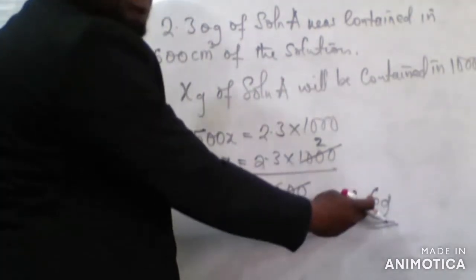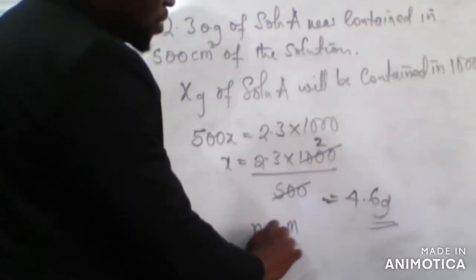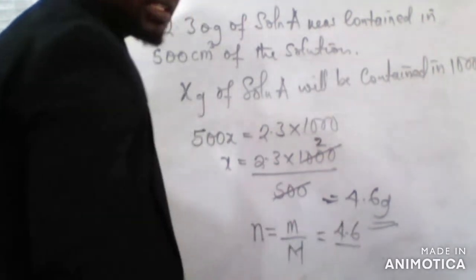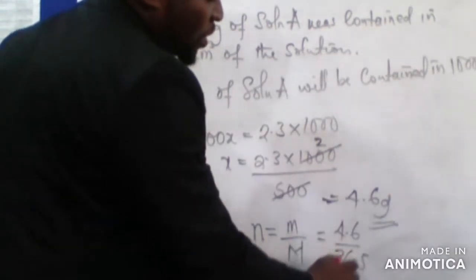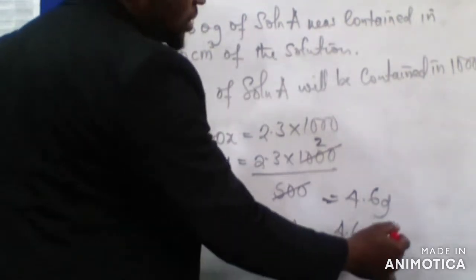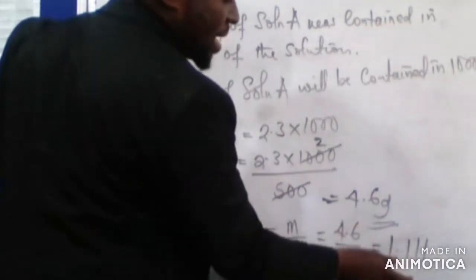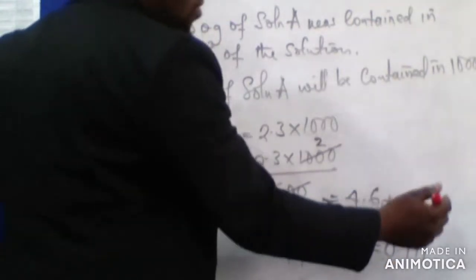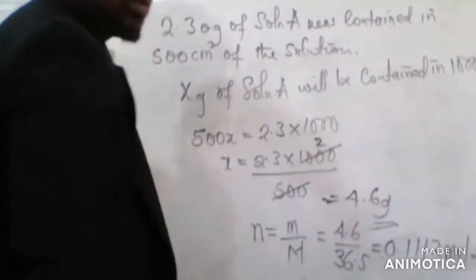Now to convert the mass concentration to molar concentration, we simply employ the formula M is equal to small m over capital M. So that is 4.6, and the molar mass of HCl is 36.5. You divide 4.6 by 36.5 to get the molar concentration of A, which is about 0.11123 mole per dm cube. So this is the correct answer to question number 1.